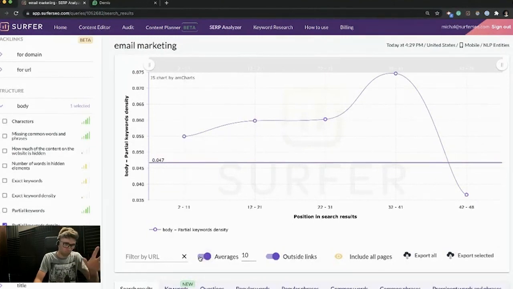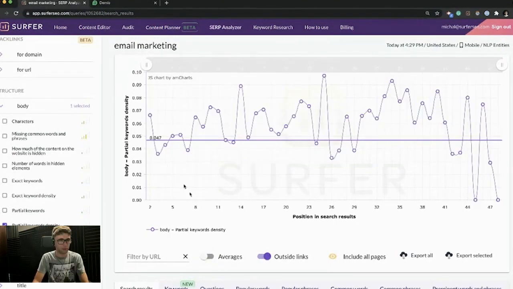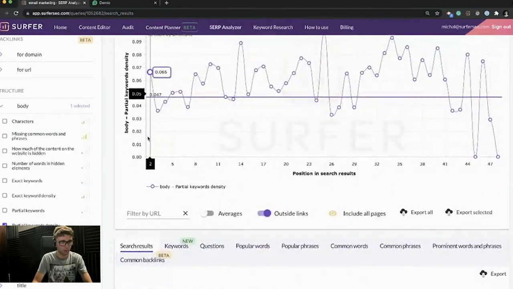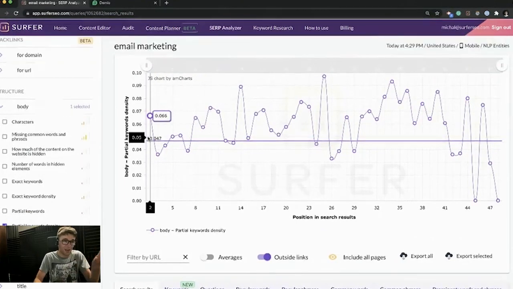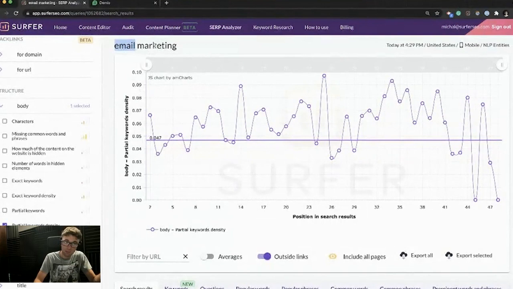That's more or less okay, especially compared to the guy number one, Sendinblue. They are relatively high in partial keywords density, so it means that we can definitely go higher than we are right now. And what are the partial keywords? The partial keywords will be variations or single keywords from the search term. So they probably mention email a lot, but not marketing a lot. Or they mention both, but not joined as an exact keyword. And we can find out.